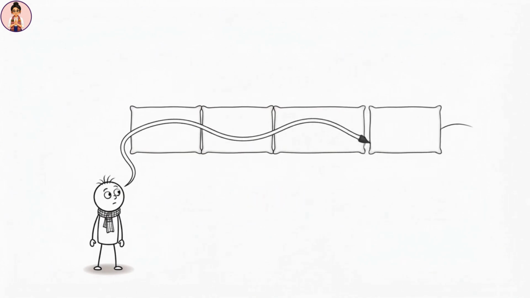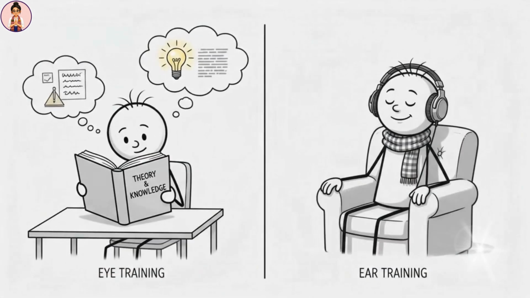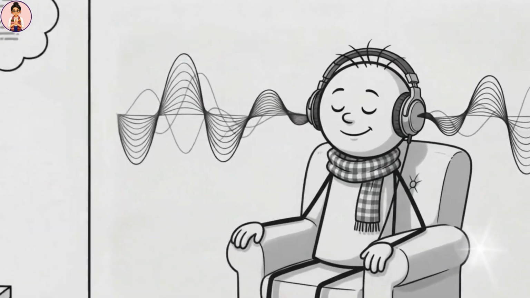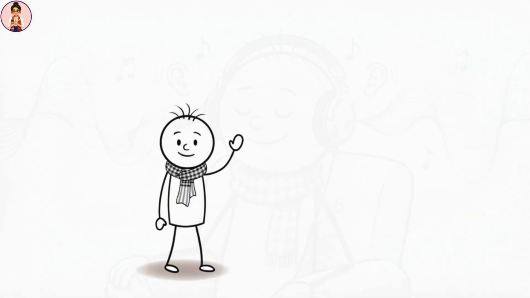You already know the words. Your brain is simply waiting to hear them separately. So don't train only with your eyes. Train your ears. Listen to complete sentences again and again until connected speech feels natural. Now let's move to tip number 3.